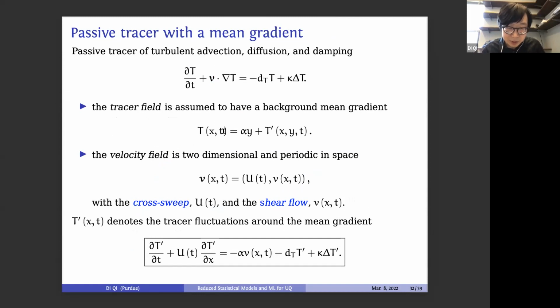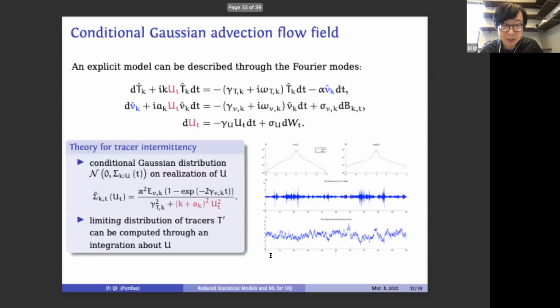In the first place, we introduce some further simplifications. In the tracer density field, we assume there is a background mean gradient and a fluctuation term. And first, for simplicity, we assume the velocity is decomposed into two parts. In the x direction, it's just a cross-sweep, dependent on time, and there is a shear flow. So we can simplify the tracer equation into a form like this. The advantage of this model is that we can write down the explicit solution of such a system given the solution of the advection flow. And this is a way to first give some explanation for the occurrence of extreme events.